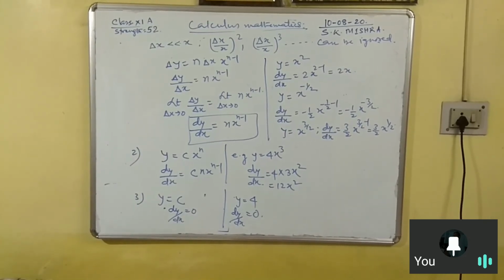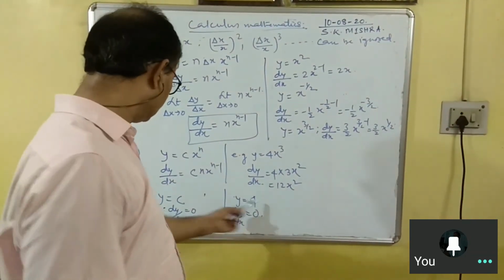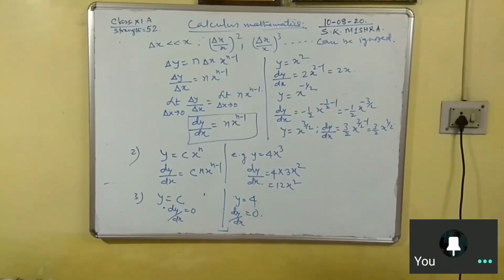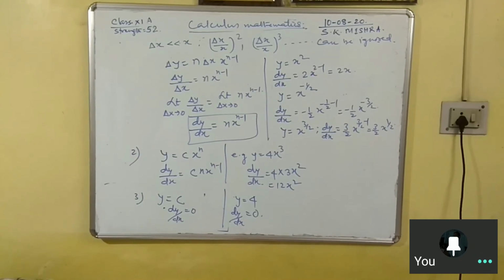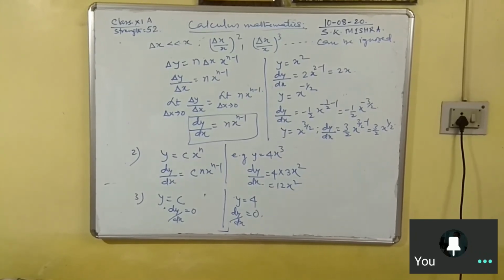So one of your friends has a data problem. Yeah? Tell me. Y is equal to 4. Yeah. Okay, take it. Taken? Yeah? Taken.